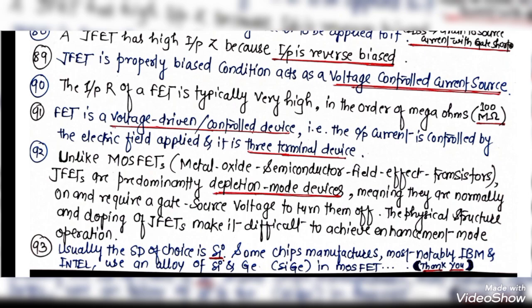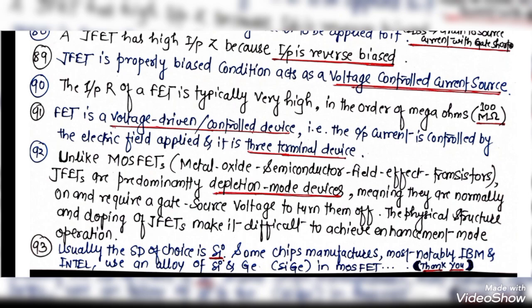Unlike MOSFET, metal oxide semiconductor field effect transistors, JFETs are predominantly depletion mode devices, meaning they are normally on and require a gate source voltage to turn them off. The physical structure and doping of JFETs make it difficult to achieve enhancement mode operation.